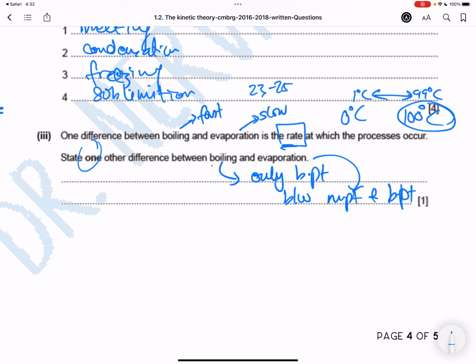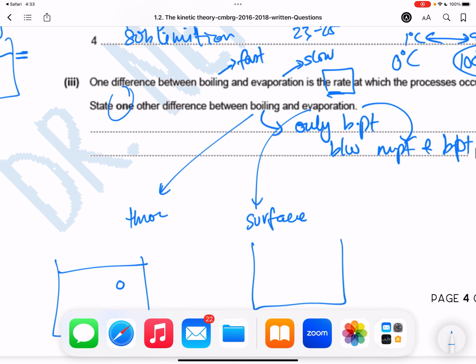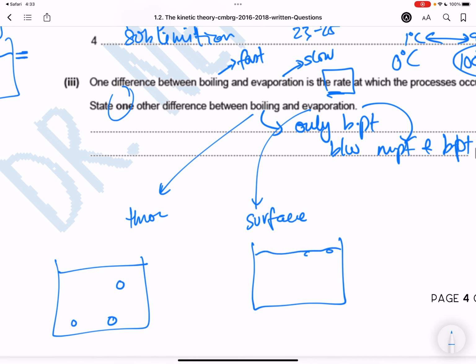The other difference is that boiling occurs throughout the liquid. The whole cup of water is boiling. So this particle is boiling, this particle is boiling, this particle is boiling. Everybody's boiling, okay? But evaporation only happens at the surface. So that's why it is so slow, because only the particles at the surface have the opportunity to escape and evaporate. Everybody else is not doing anything. Nothing is happening for the particles that are inside if it's evaporation. If it's boiling, everybody is involved in the process. So boiling is throughout the liquid. Evaporation is only at the surface.